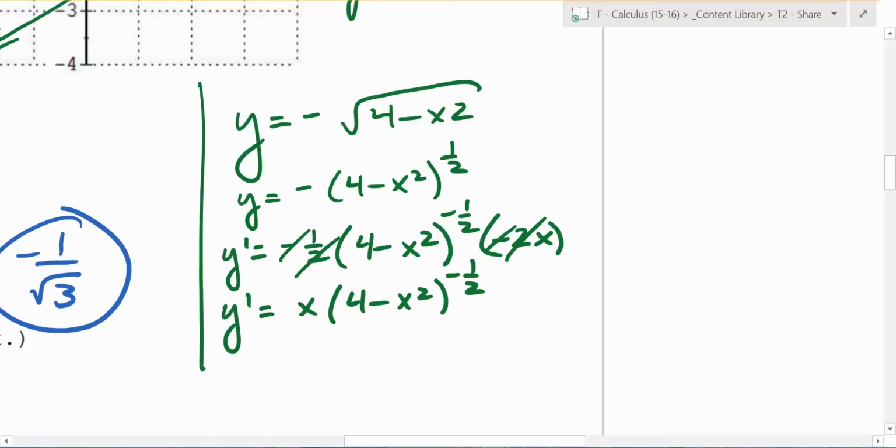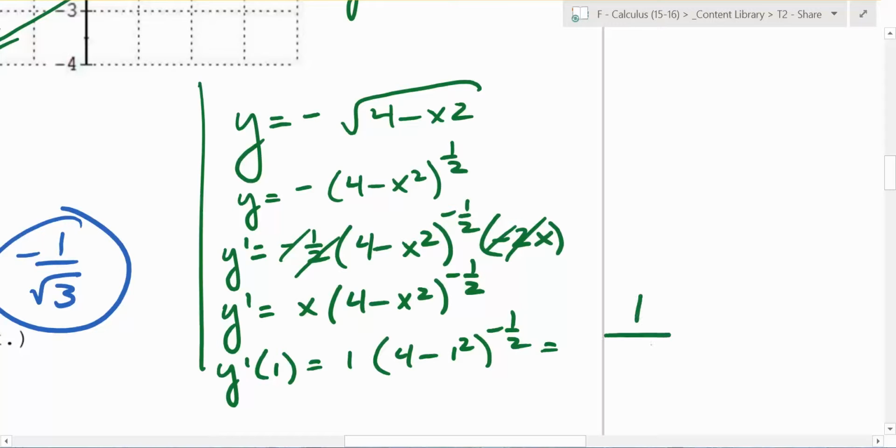What do we need to plug into that? What value for x do we want to plug in now? 1. So we do y prime evaluated at 1, and we end up with 1 times 4 minus 1 squared to the negative 1/2. That's going to be 1 over what? What's 4 minus 1, everybody? 3.